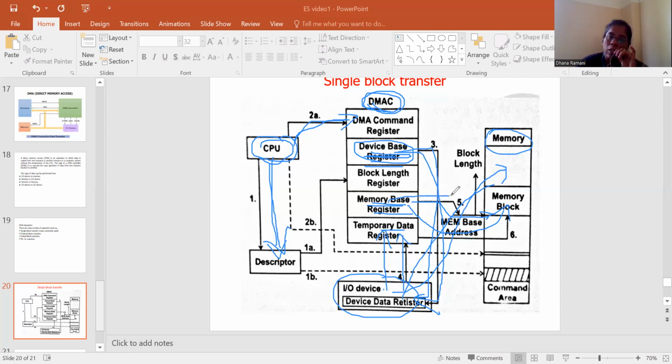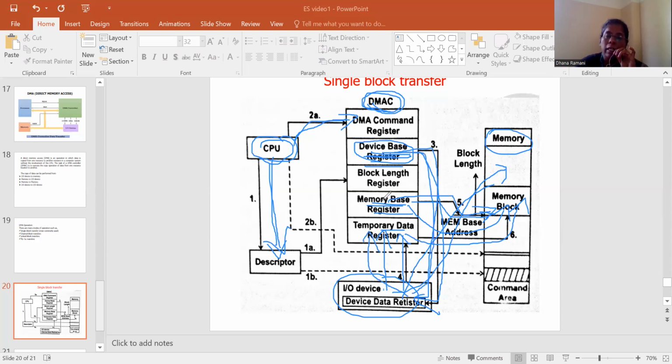Now, once after reaching that particular memory address, this will transfer this temporary data to that memory block. Is that clear? So therefore, this is how it is happening. Once it receives the command from CPU, it will go to that input device, get the data and put it in the temporary register.